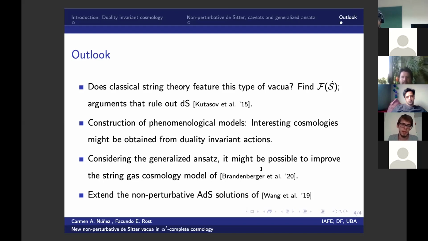model studied in this paper. In particular, it might be possible to understand with further detail the decompactification process of this model. And finally, using our results, it is easy to extend the non-perturbative anti-de Sitter solutions found in that paper of Wang, and find new ones with non-constant generalized dilaton. That's it. Thanks.